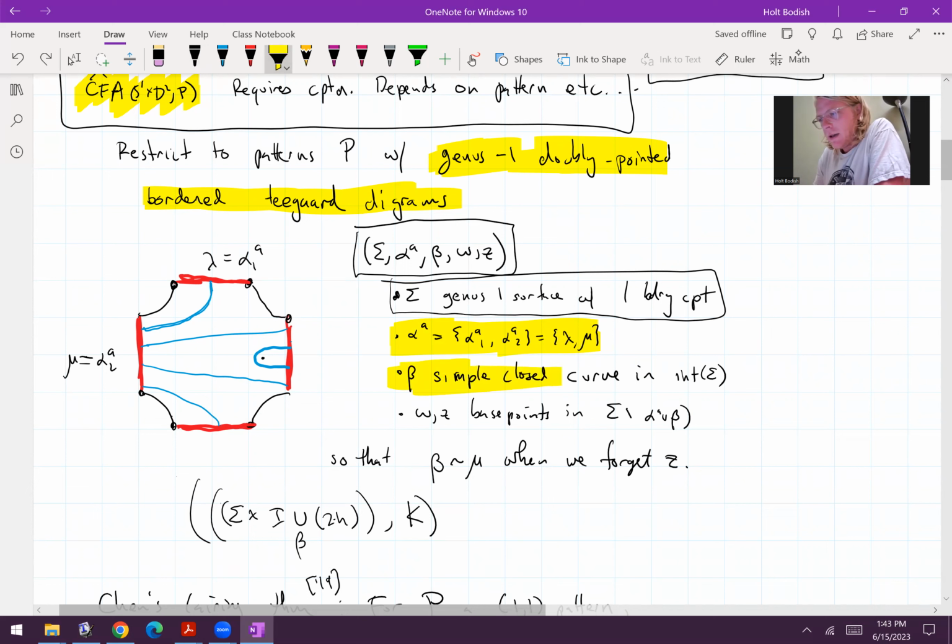The beta curve is just a simple closed curve in the interior of my surface sigma, and I've drawn that here in blue. I'll call that beta of P. And then I choose 2 base points in the complement of the alpha arcs and the beta curve. Here's W and here's Z. And I choose them in such a way that when I forget the Z base point, the beta curve is isotopic to the meridian.